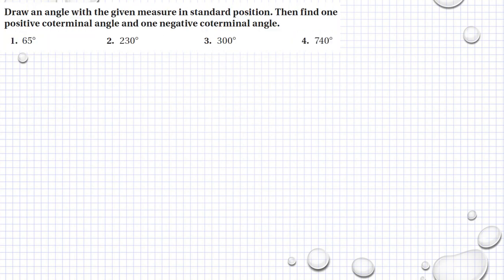Let's see what we have more here. Draw an angle with the given measure in standard position, then find one positive coterminal and one negative coterminal. It's almost similar to the first example or the second example that I gave you, but I hope you will do it first by yourself and then watch the video later. So pause if you want.